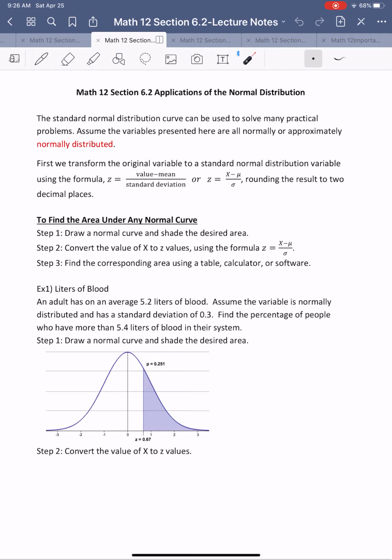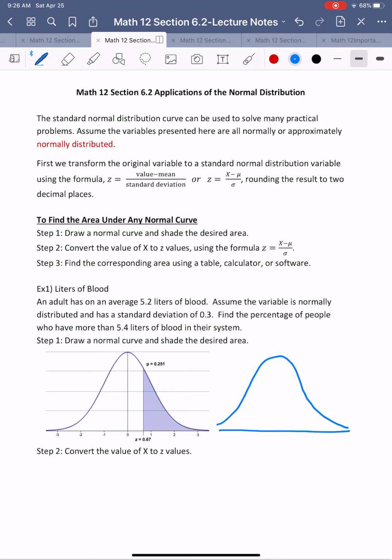And then on the number line, we are using the standard normal distribution. So we put the 0 as the mean, and then we put 1 standard deviation, 2 and 3 standard deviations on the right, and on the left, -1, -2, -3. So this one says about 5.2, which means we are converting it.